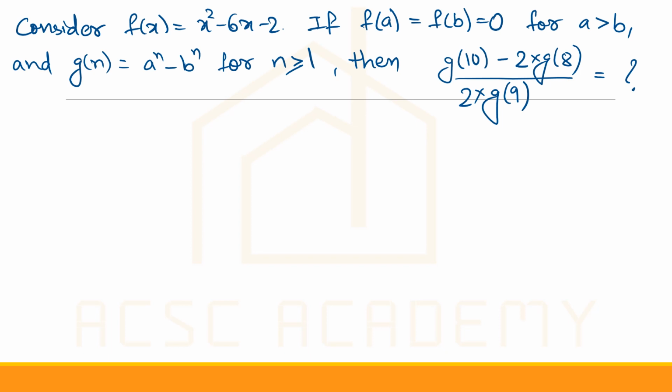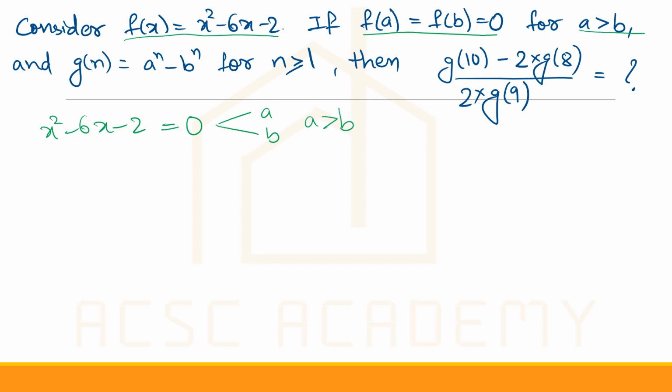This is another popular kind of problem which you will definitely be dealing with when doing this particular chapter. Let us see what has been given. They are defining a function f of x which is x squared minus 6x minus 2. And then they are saying f of a equal to f of b, both are 0, such that a is greater than b. So simply this statement is trying to say that x squared minus 6x minus 2 equal to 0 is a quadratic whose roots are a and b such that a is greater than b. That is what they are trying to say just by changing the language, trying to confuse you.